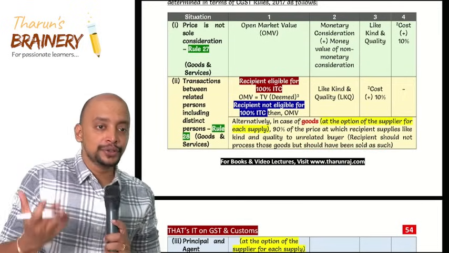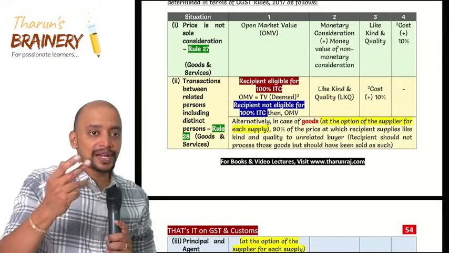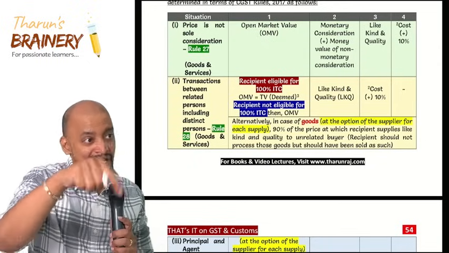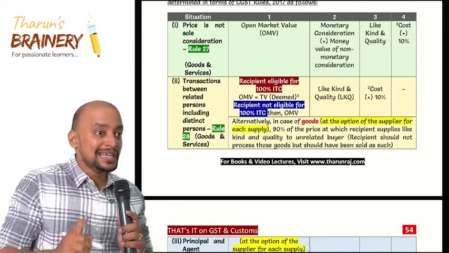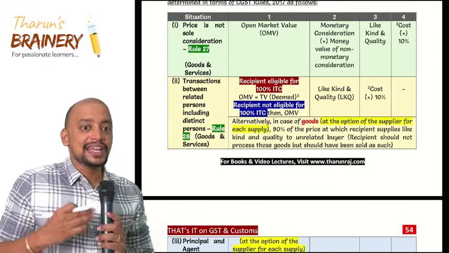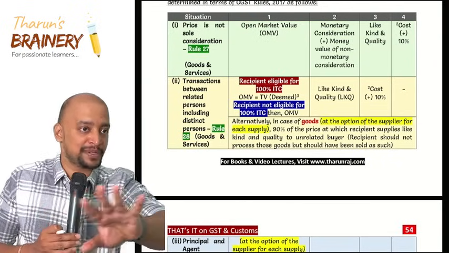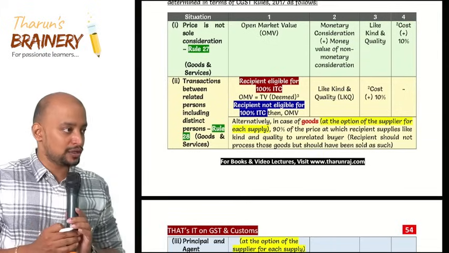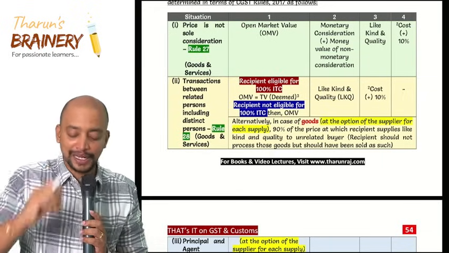So I am selling to you, you are my related person, you subsequently sell to an unrelated buyer. On that price we will take 90%, and you should not be processing it, you should be selling it as such. And this alternative is applicable only in case of goods, and this alternative can be chosen by the supplier. Means I can decide, either I can go for open market value, like kind and quality, cost plus 10%. Alternatively, I can do 90% of the resale price also. So I can decide with respect to each transaction, with respect to each supply.